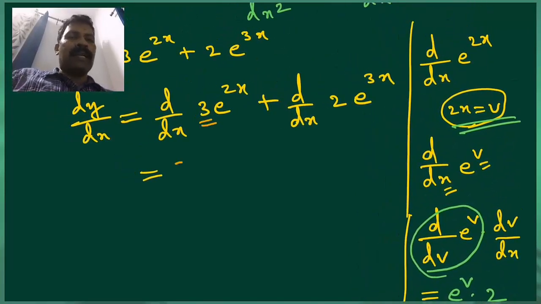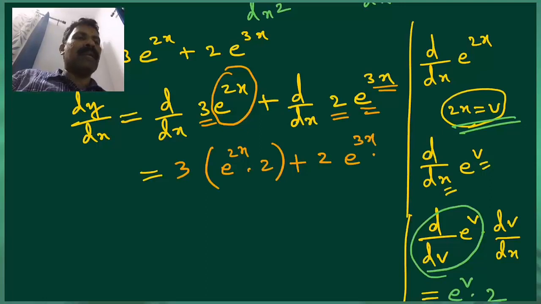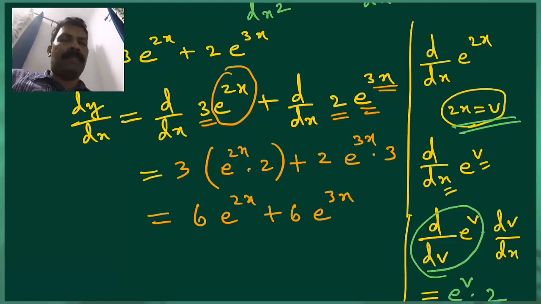So here 3 is outside, then derivative of e power 2x, that I told you just now, looking at e power 2x, then derivative of 2x, that is 2. This by chain rule. And here 2 is outside, then looking at e power, then 3x copy paste, then derivative of 3x, that is 3. So you have 6 e power 2x plus 6 e power 3x like this. So that is first derivative.